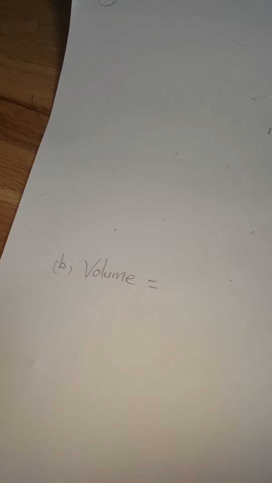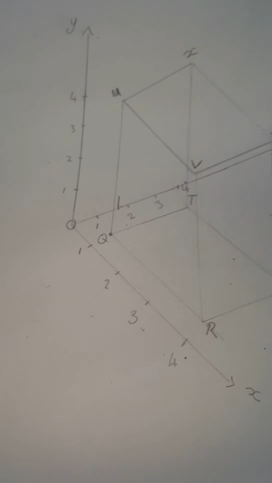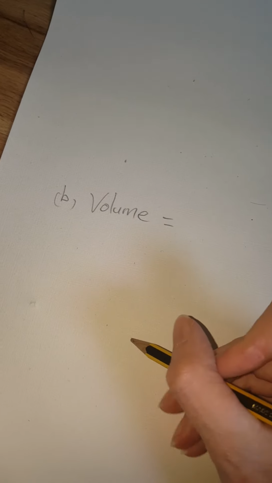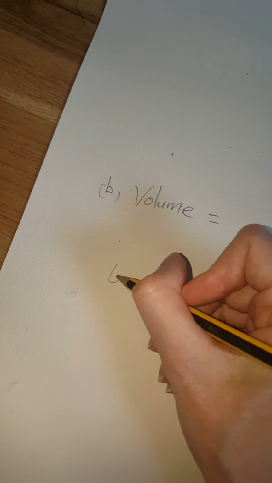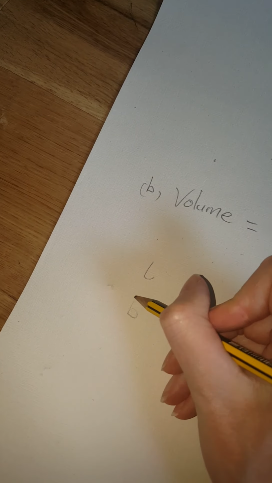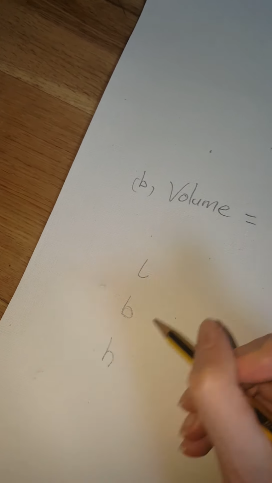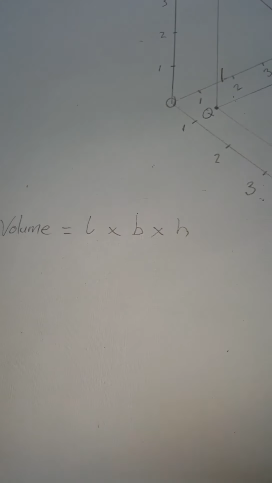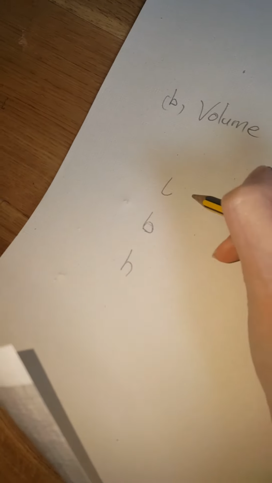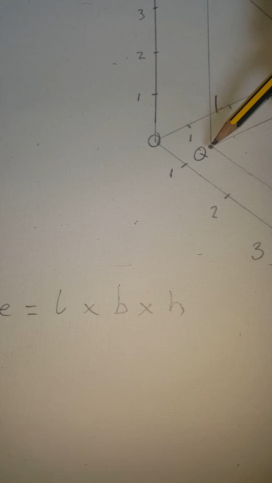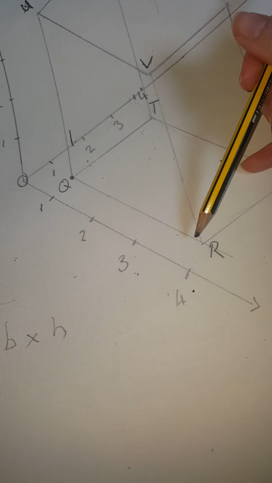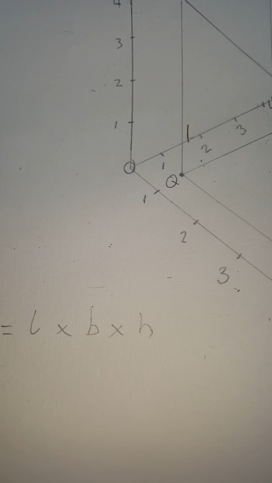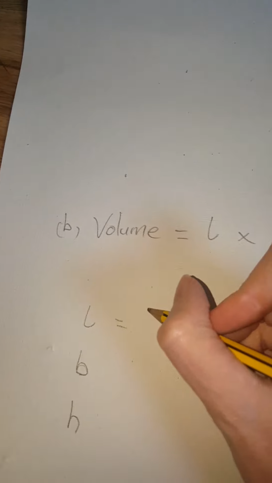Right, part B in question 4 asks us to find the volume of the cuboid. To find the volume of the cuboid, I need to know the length, the breadth, and the height, because volume is length times breadth times height in a cuboid. Let's start off with the length of the cuboid. We'll call this the length here. If we look, the length goes from 1 to 4, so the length of the cuboid there is 3.